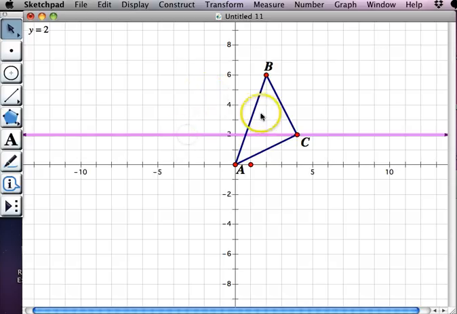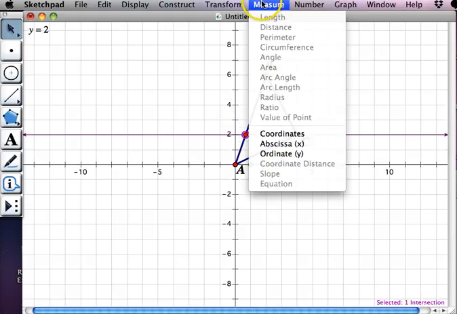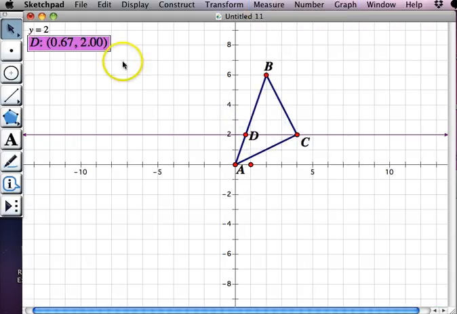So if we have the line, it looks like, yeah, well, it definitely goes right through C. So let's construct that intersection. So now we have that point, and we can find out exactly what that is too. We can click on the point, go to measure, and we'll get the coordinates of that. So there's our point of intersection.